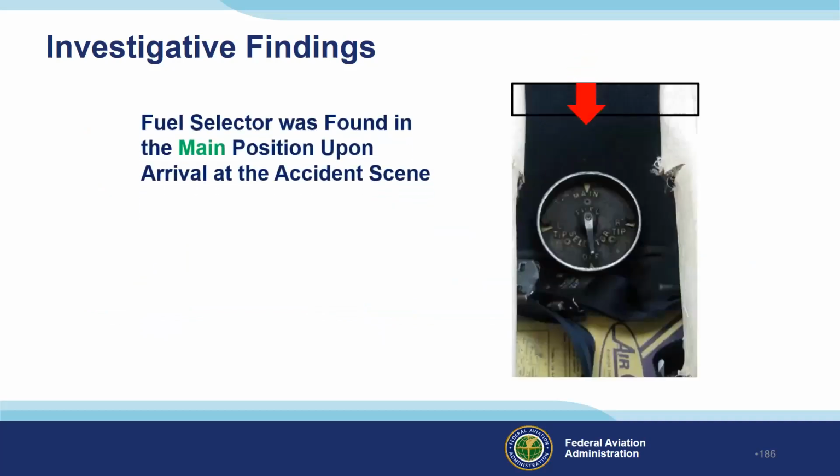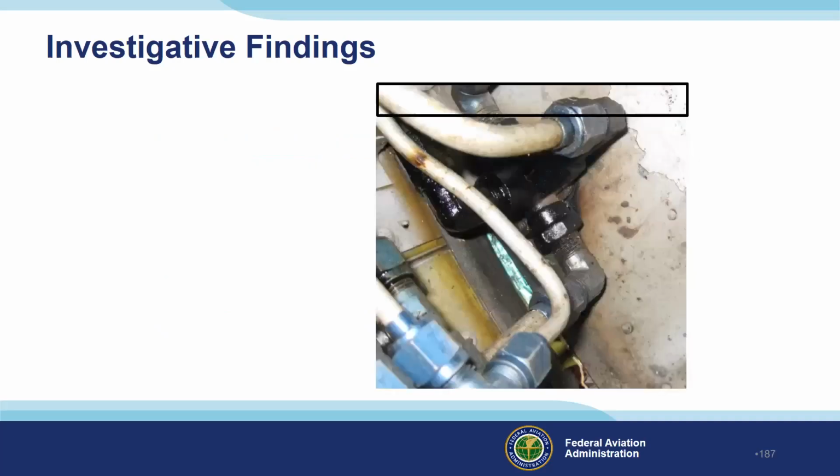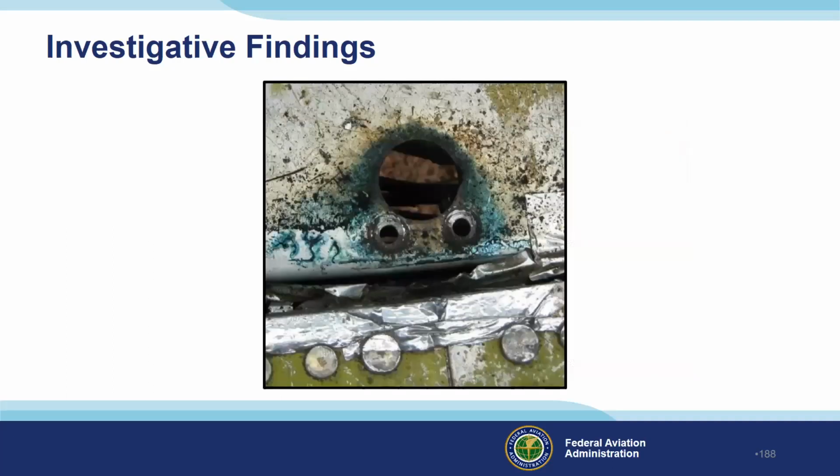Here's a picture of the fuel selector on the accident aircraft. It's in off now, but it was in the main position when the inspector arrived at the scene. Sometimes things are turned off for safety. Here's a picture underneath the fittings, all wet. They're not supposed to be wet. Here's the blue fuel staining.